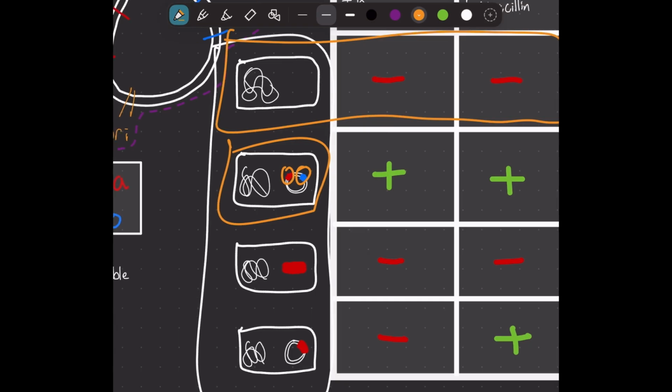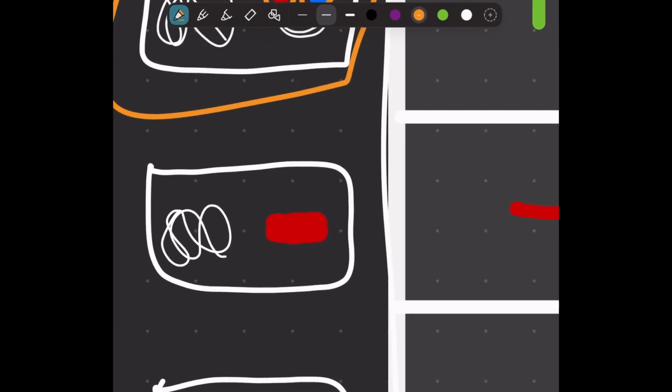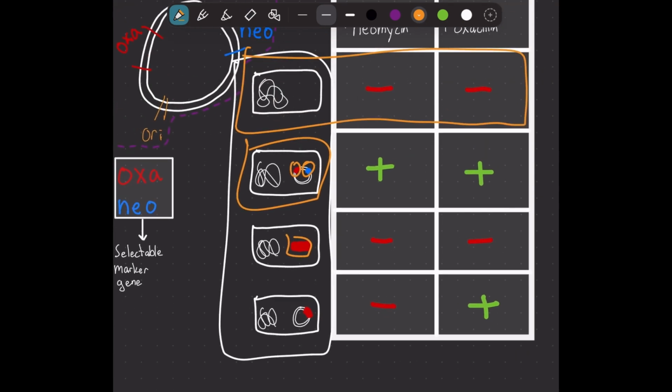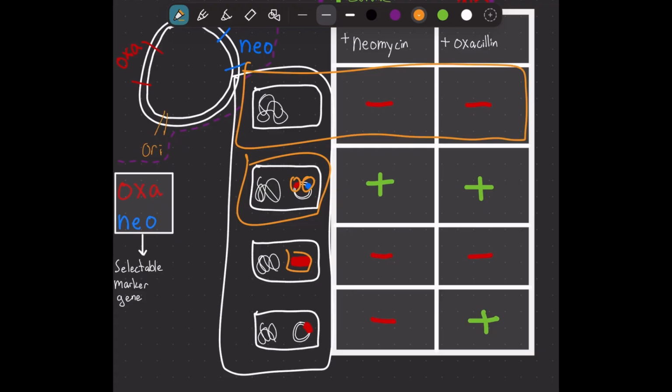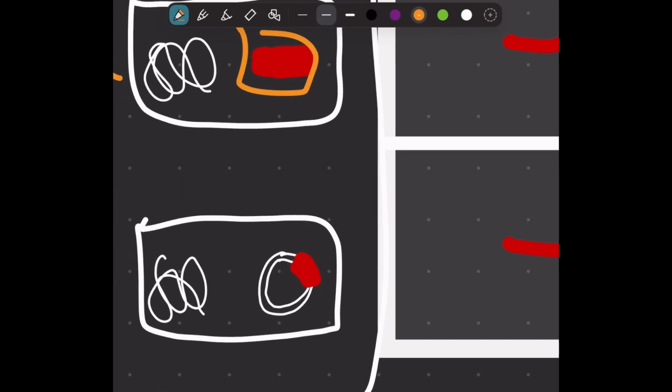In the third example, we only have our foreign DNA, and in this case, the foreign DNA will only be the oxacillin, the OXA gene basically, and in this case, they will both die. This is because when foreign DNA is inserted into a plasmid, it perceives that as basically a foreign object, and it will try to break it down, essentially bringing it back to the regular E. coli.